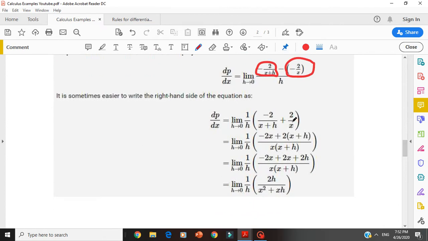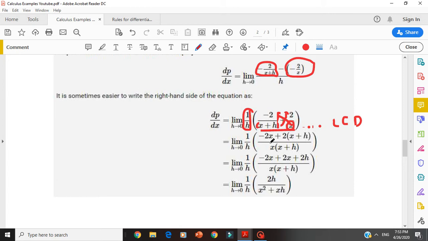Okay, so what we can do here is pull our 1 over h to the side as a common factor. And with these two fractions in our numerator, we find the LCD. And so this is the result of the LCD: x times minus 2, plus x plus h times 2, all divided by x times x plus h.